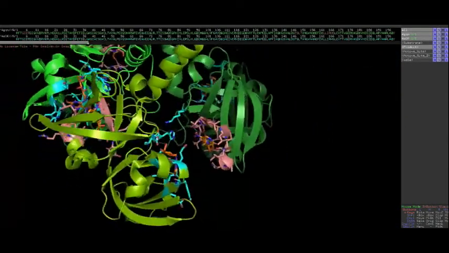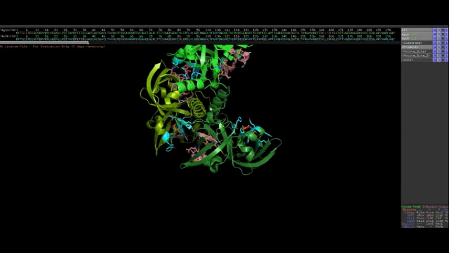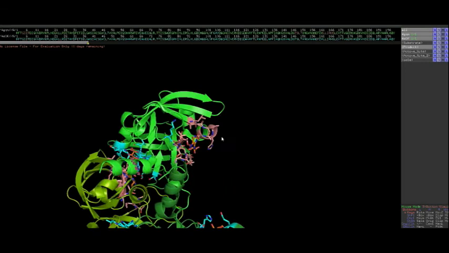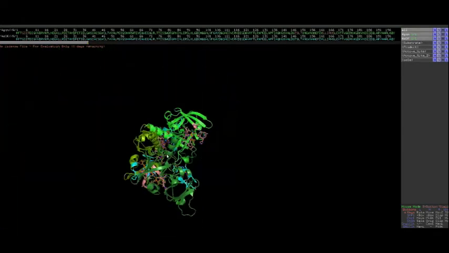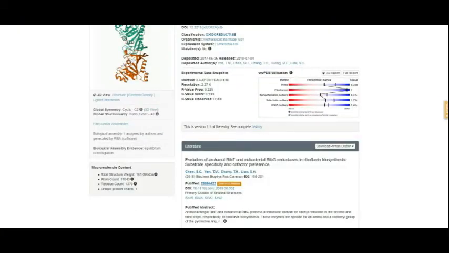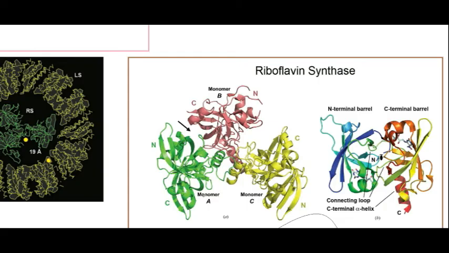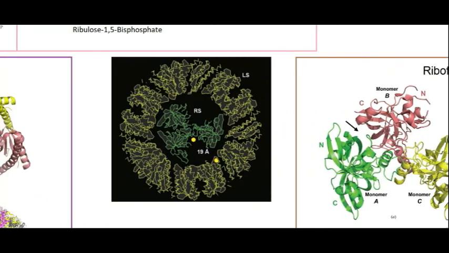So we have them sort of brought together in that one over there. So you can see how this is sort of a dynamic enzyme where these subunits would constantly be sort of wiggling back and forth, bringing substrates together and then opening up to release product from it. And so that's the riboflavin synthase.